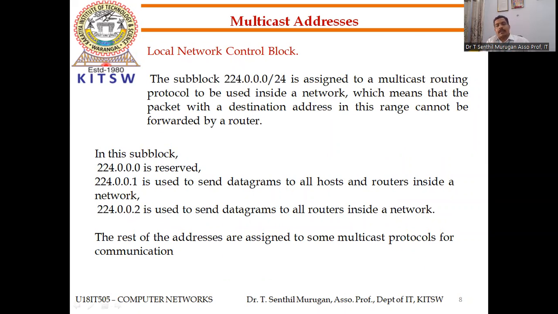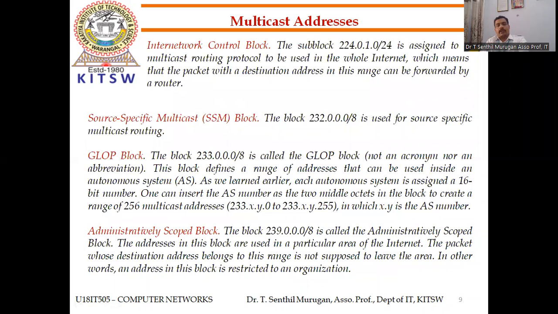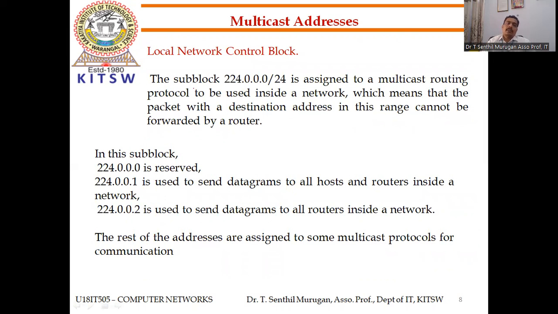So there are different multicast addresses. In our computer network we have 5 types of multicast addressing. The first one is the local network control block, which is one type of multicasting address. If any address is from the sub-block 224.0.0.0/24, it is the local network control block. It is used inside the network.